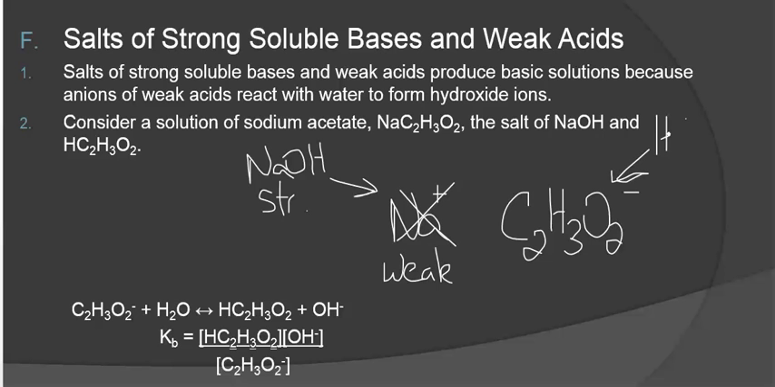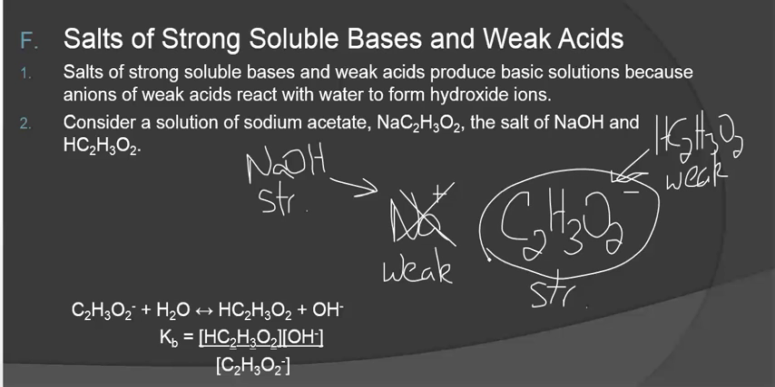Acetate comes from acetic acid, which is a weak acid. It's not one of these 6 strong acids. So that means the ion is a strong base. So this ion will react with water if all I have is a solution of sodium acetate. So the ion reacts with water in this equation down here to produce acetic acid plus hydroxide. So the ion acts as a base. It comes from a weak acid. It acts as a base.